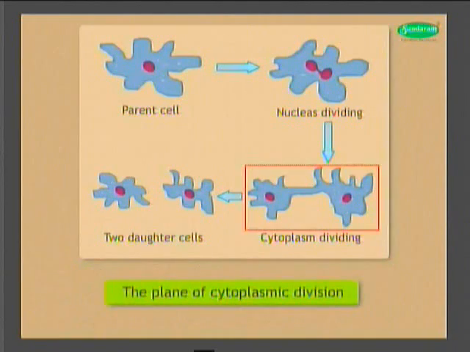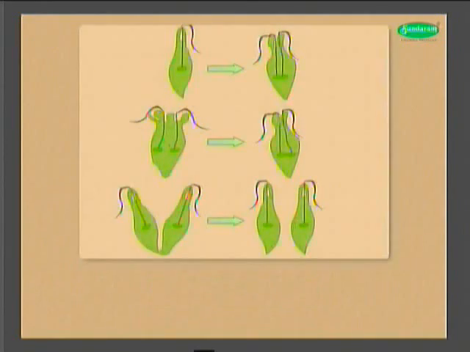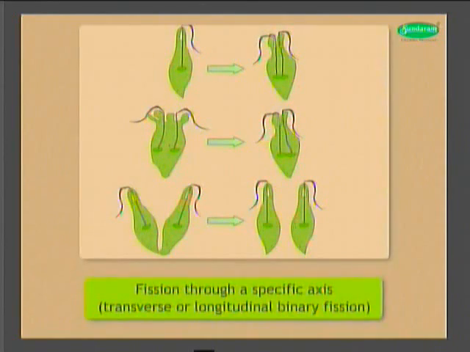The plane of cytoplasmic division is through any plane in amoeba, which is simple binary fission. However, in some organisms, fission occurs through a specific axis, transverse or longitudinal binary fission. Now we will study multiple fission.